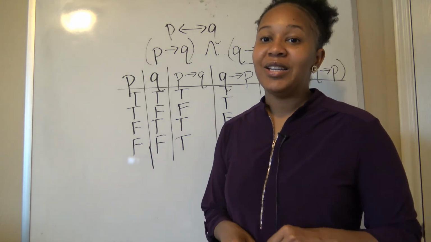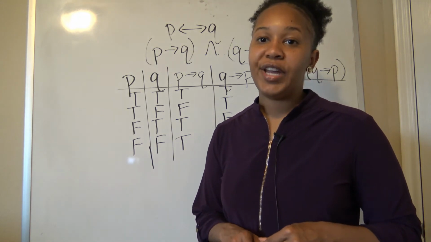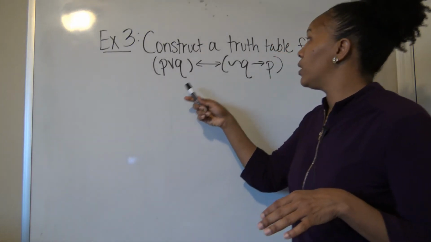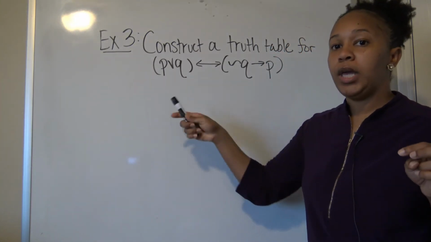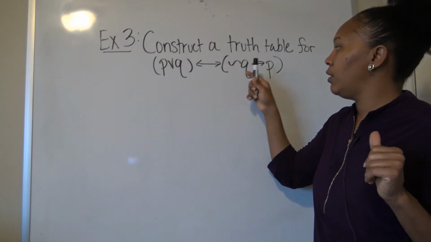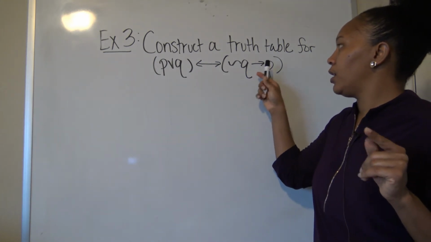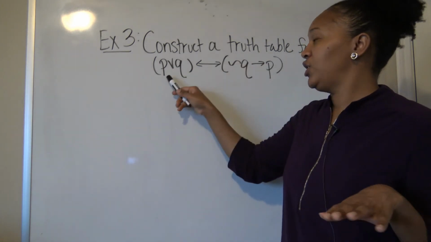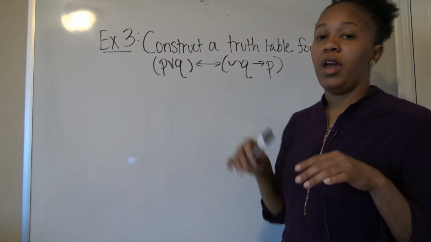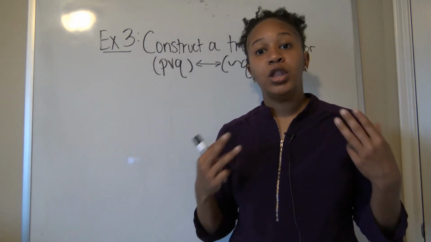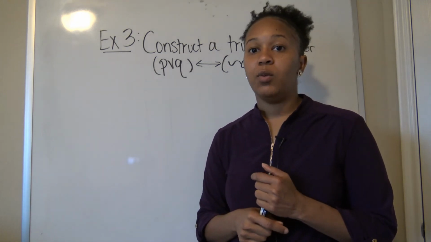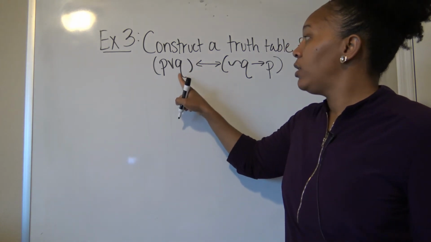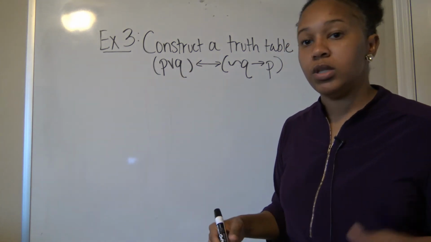All right, so now let's look at some examples of creating some truth tables with the biconditional. In this example, we want to construct a truth table for P or Q, if and only if not Q, then P. Okay, so we have a disjunction, we have a biconditional, and we have a conditional. So we have three different compound statements in here, and we need to break it down and do this piece by piece. We notice that we only have two simple statements, so we will start with the P and the Q.